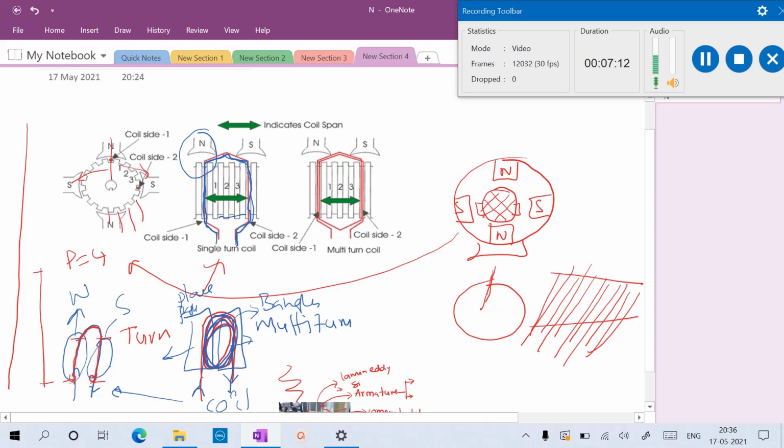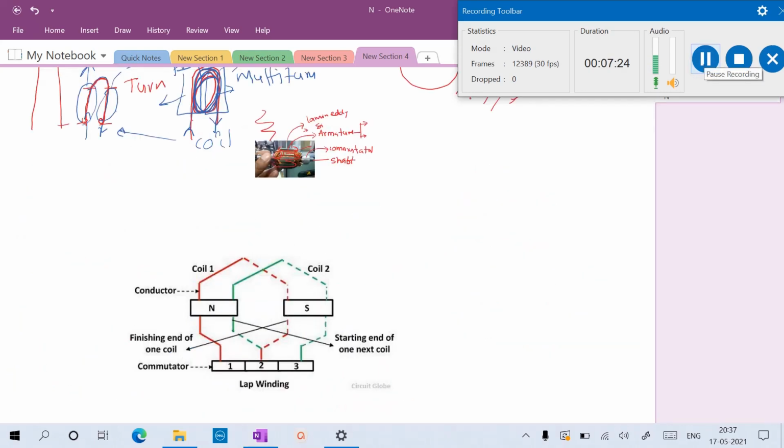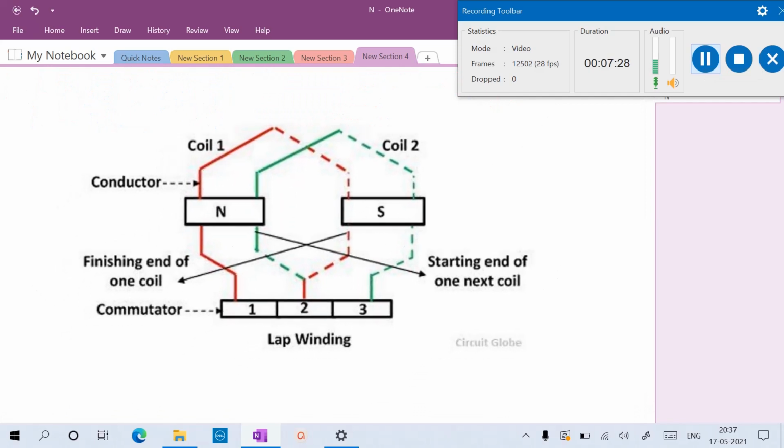So this is the number of turns. This is the coil, and more than one conductor makes a single turn. For easy understanding, you can see here I placed the commutator segments. Here I take two coils. This is one coil and this is another coil.